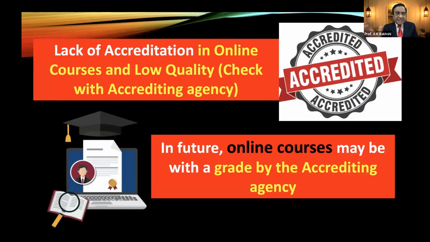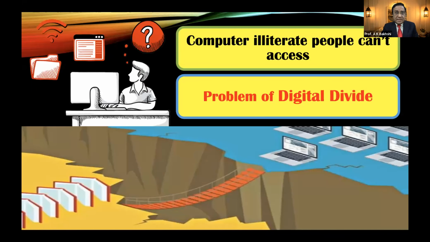And then so many institutions have started developing MOOCs. Who will ensure their quality? That's a question. So now there is a demand that some accrediting agency should be there who should grade the MOOCs or online courses so that you know that this MOOC is of A plus or C or B like that. And then in respect of online education, the most serious problem is the digital divide.